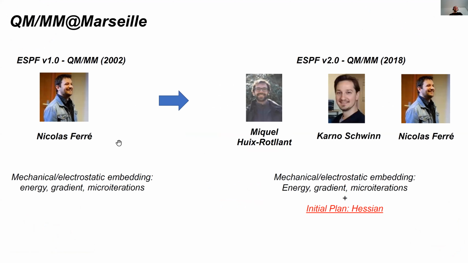So it started about 20 years ago with Nicolas Ferré, who implemented this ESPF QMMM electrostatic embedding method. Also, you can do a formulation with mechanical embedding. So he developed the equations and the code for energy and gradient and also micro iterations. And 2 years ago, I wanted to implement Hessian with my PhD student, Carno. So the initial plan was just to do that, but it turns out that we did many more things.